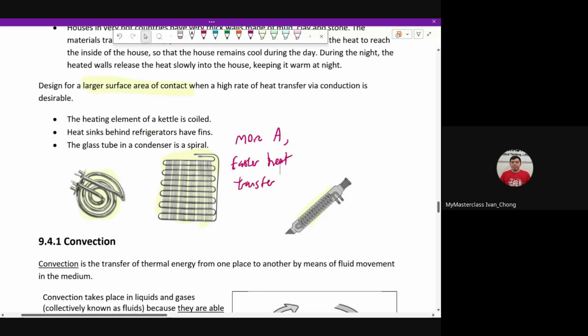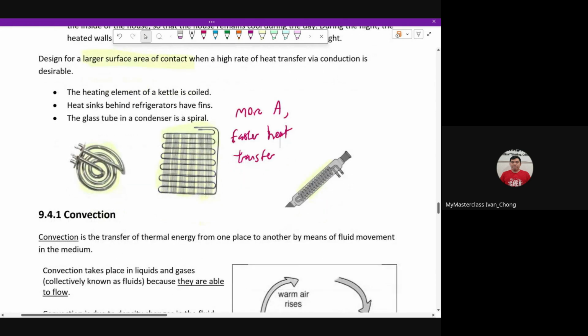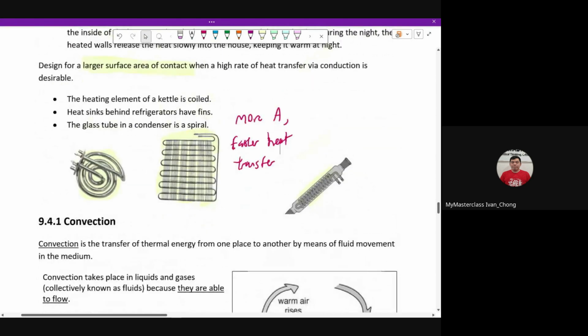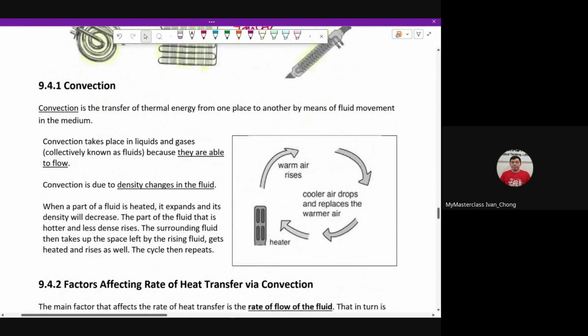Okay, so because of that, most of them, your kettle, electric kettle, your refrigerator, or your condenser, all of them will have larger surface area to actually speed up the process of gaining and losing heat. Okay. Next, let's talk about your second process. This is your convection. Convection is the transfer of heat from one place through the movement of medium.